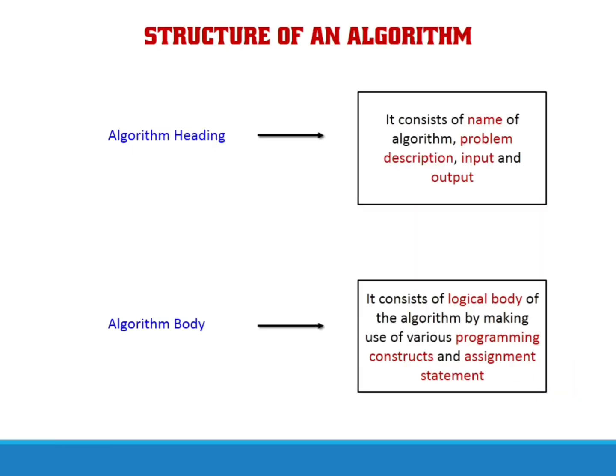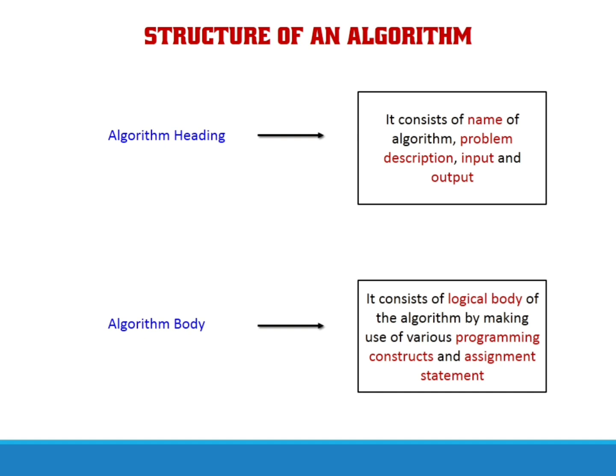So now let's see how to write an algorithm and what the rules to be followed are. The structure of an algorithm is basically divided into two sections: one is the algorithm heading and another is the algorithm body. In the heading section, we can include the name of the algorithm, the problem description, that is, what the problem is about, and the input to be given and the output to be produced by the algorithm.